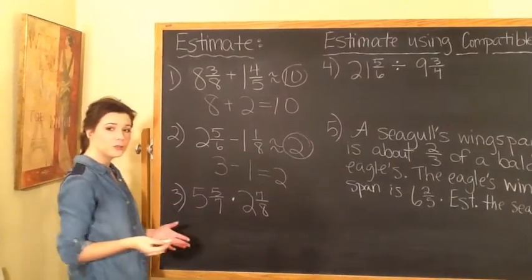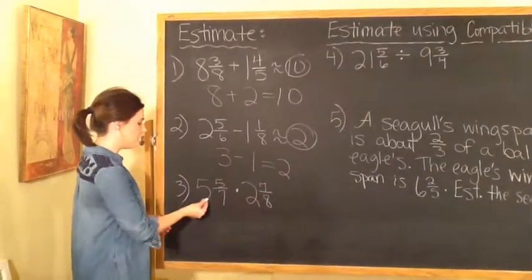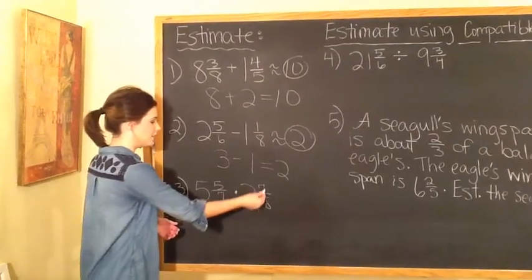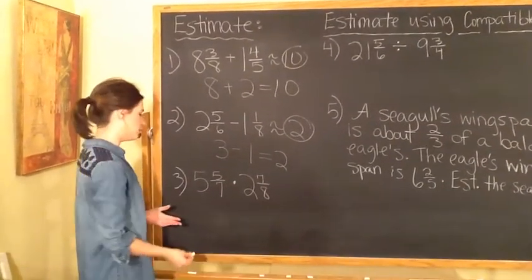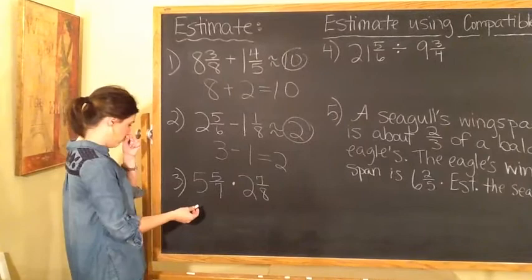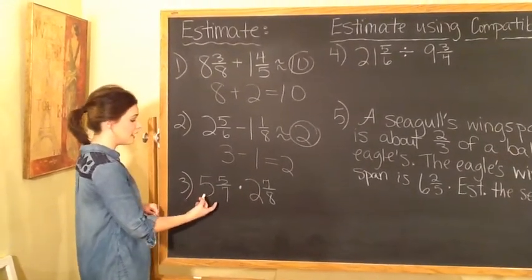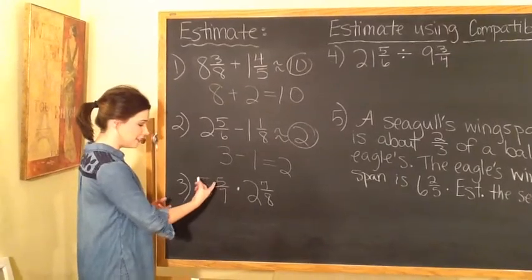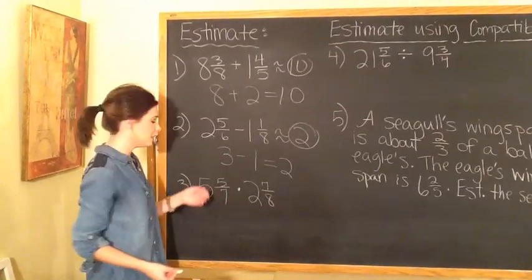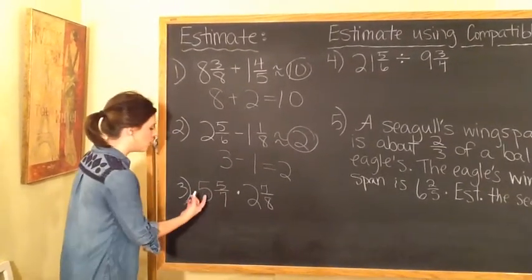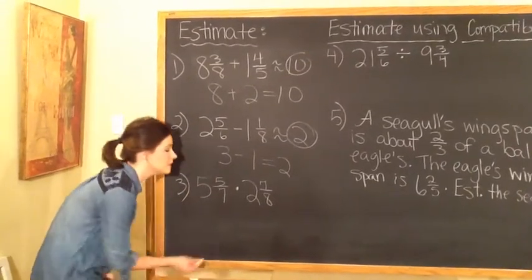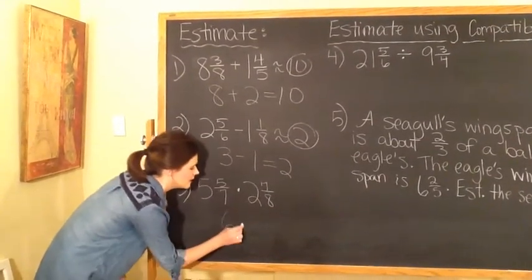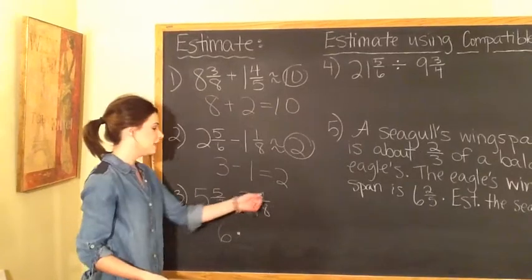All right, let's do a little multiplication. We have 5 and 5/7 times 2 and 7/8. So let's go ahead and round, or estimate. In this case, half of 7 is a little bit less than this. So we know that we're going to round up because 5 is closer to 7. So 5 and 5/7 is now going to be rounded up to 6 times 2 and 7/8.